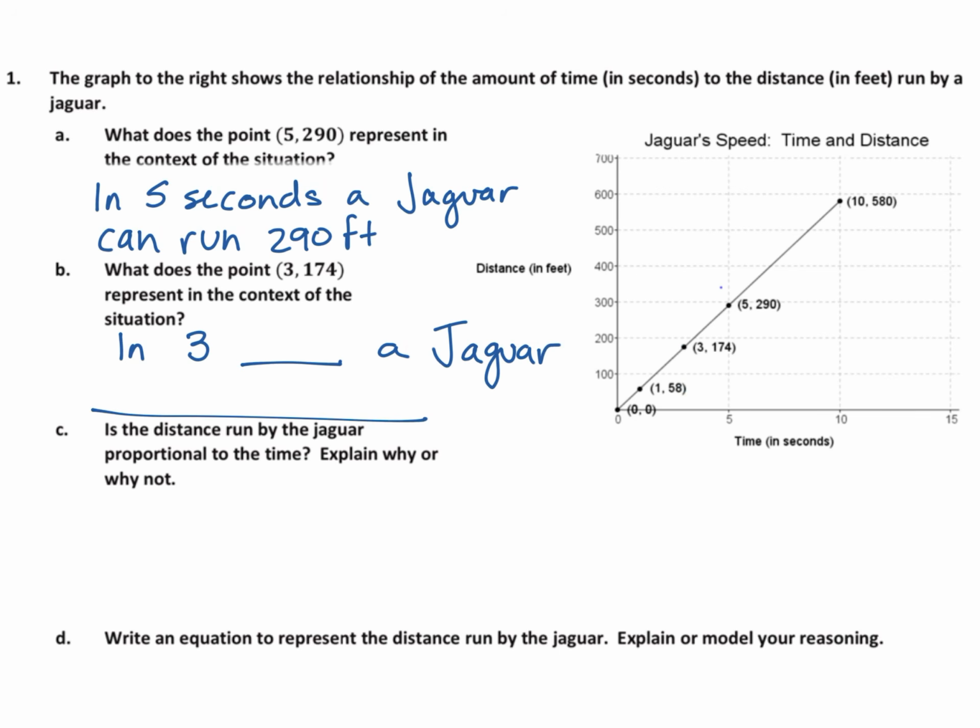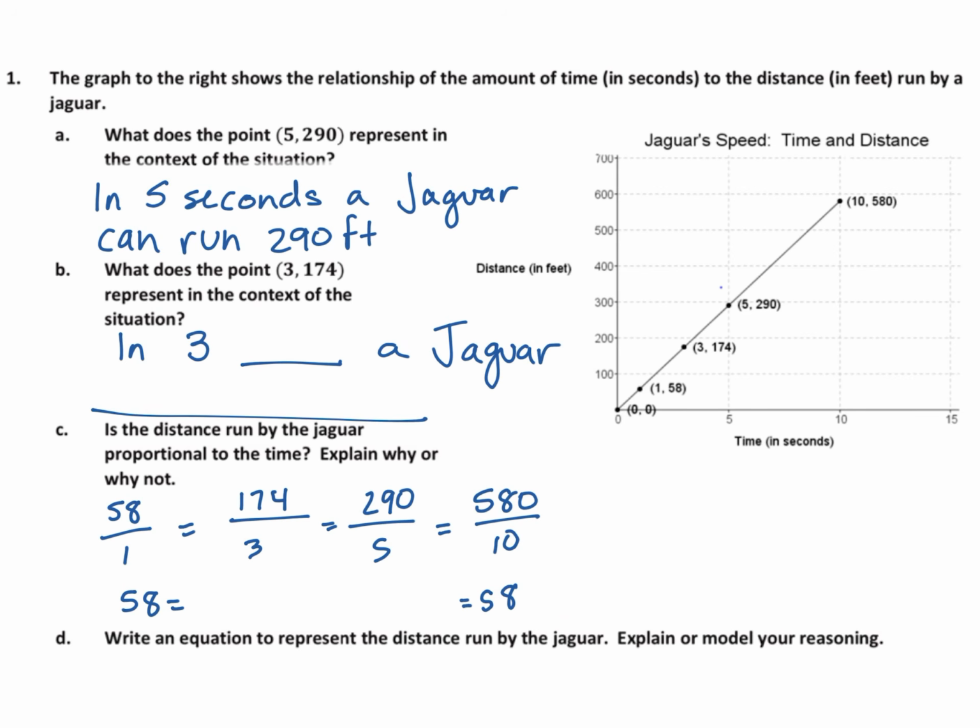Explain why or why not. So we're going to divide the y values by the x values and ask if those are equal to each other. So I know 580 divided by 10 is 58. I know 58 divided by 1 is 58. And so are these. Another way we can tell that they are proportional is because it is a straight line going through the origin.